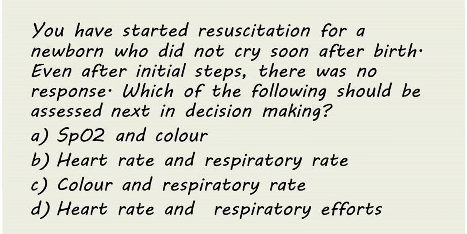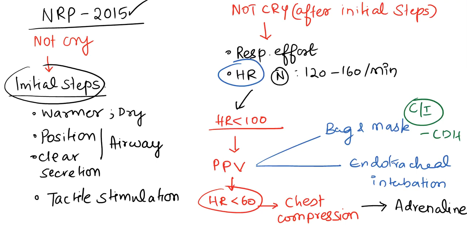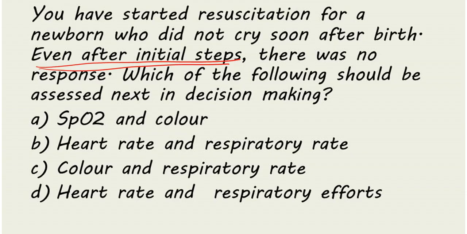If I go back to the chart, what is given here? It is written as started resuscitation, did not cry, even after the initial steps. So even after initial steps, there is no response. So if we go back to after initial steps, what are the two things I was asking you to check for? One is the respiratory effort, second is the heart rate, and that is the answer for this particular question. So in this question, what is the answer? It is checking for the heart rate and respiratory effort, option D.